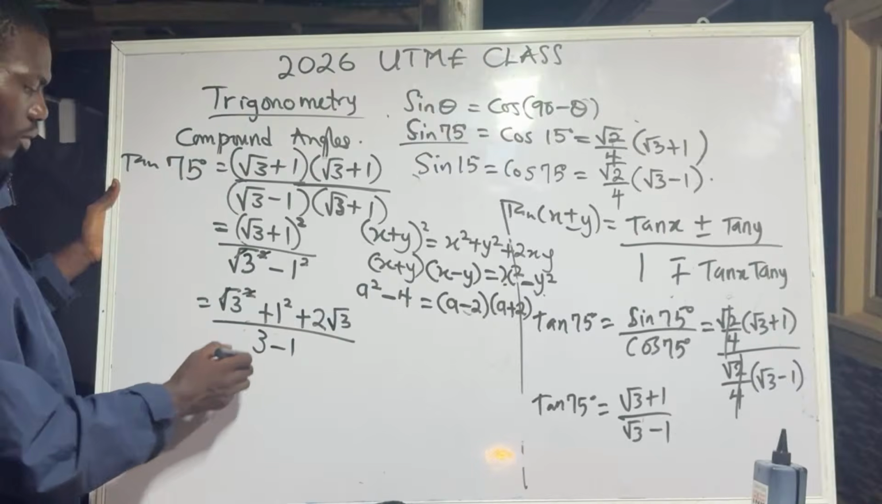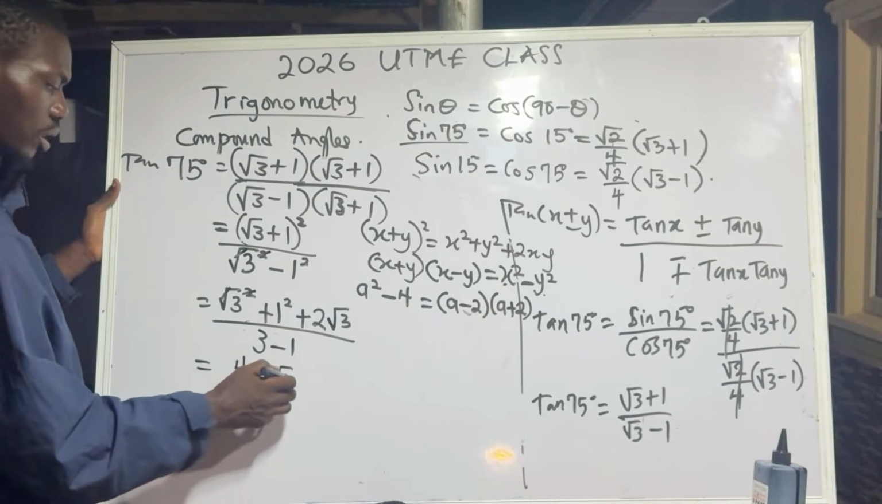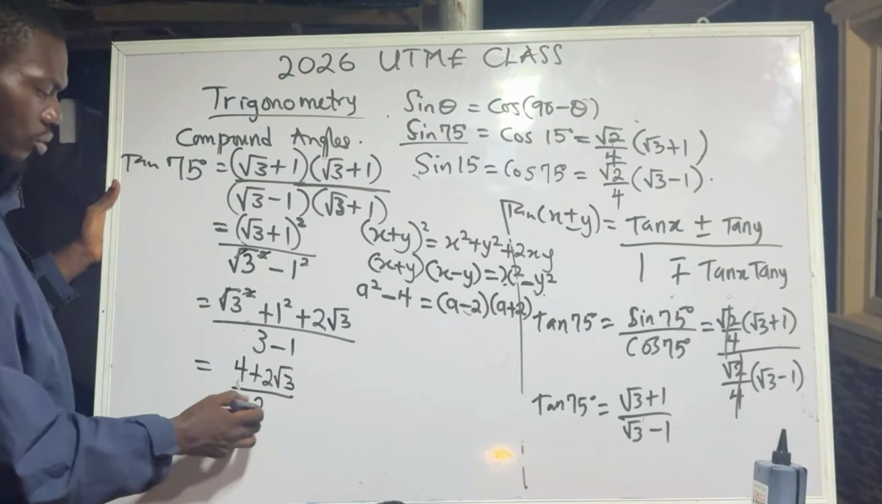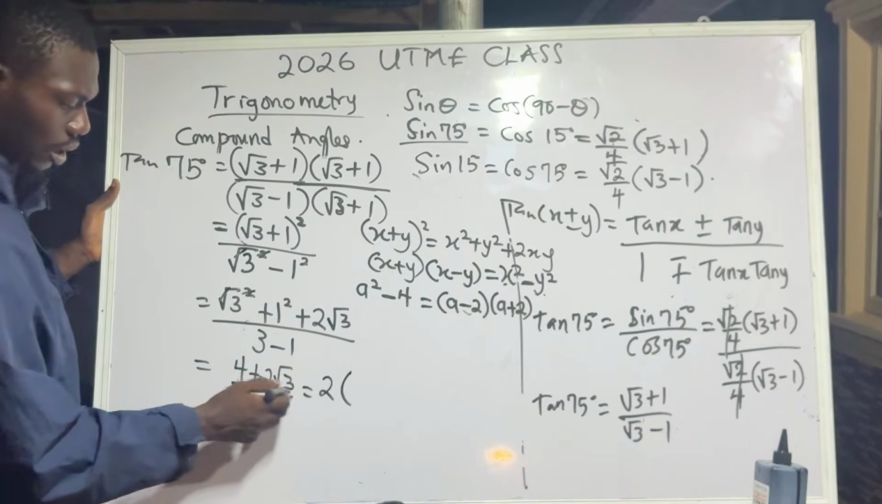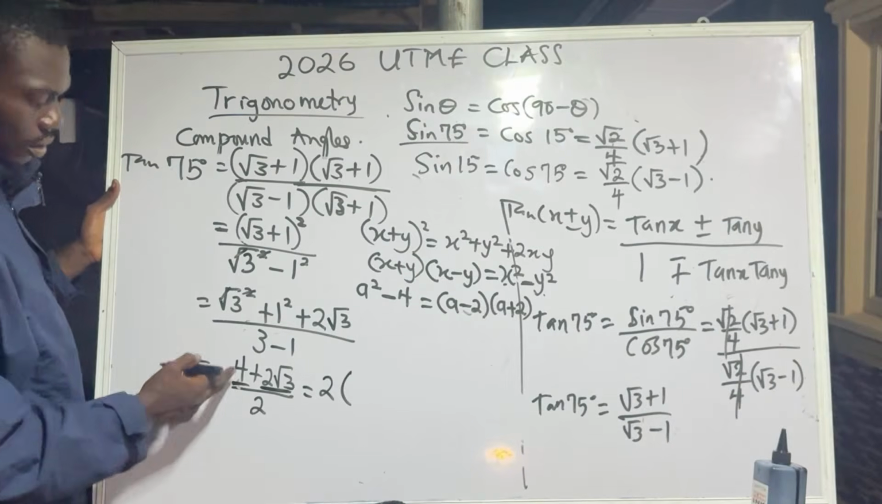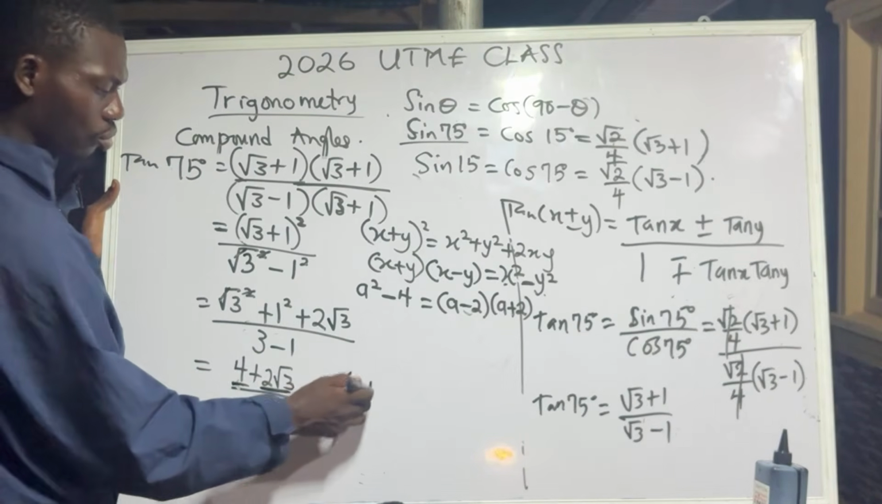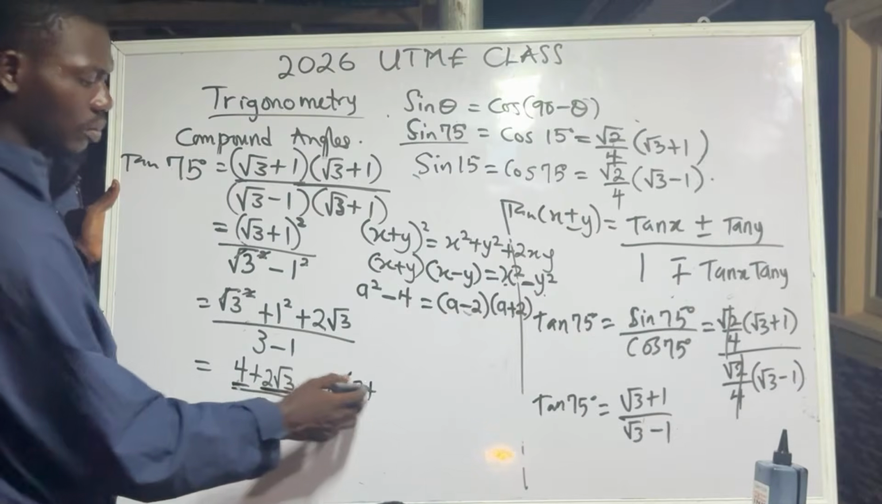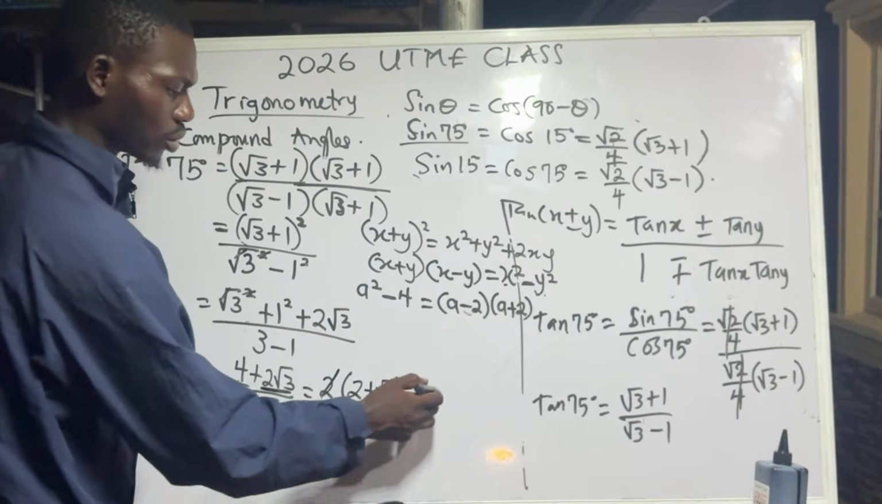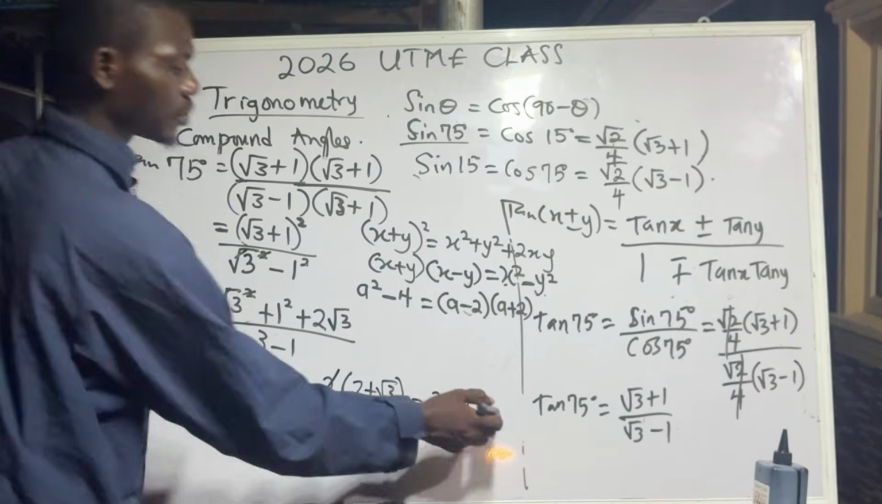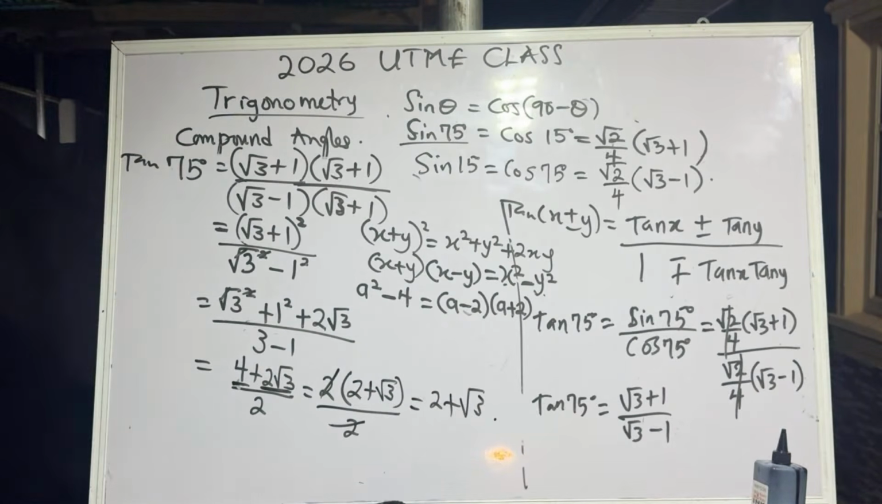3 plus 1, that's what? 4 plus 2 root 3 over 3 minus 1, that's what? 2. And then factor out 2 here. 2 is common here, and 2 also is common for this term. When you bring out the 2 for 2 root 3, it means root 3 over what? 2. So this cancels this, and that's 2 plus root 3. And that is that. Note that tan 75 is 2 plus root 3.